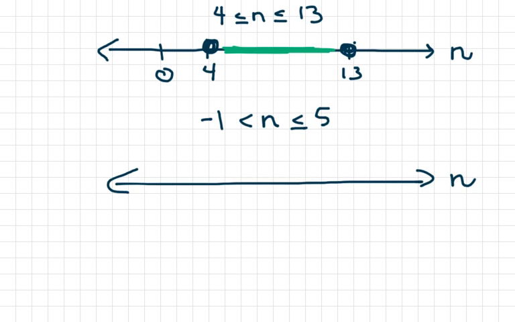It can equal 5, but not -1. So I'm going to place a 0 to give me the balance. I have -1, and I'll place 5 down here somewhere. It can't equal -1, but it can equal 5. And then it's all values in between.